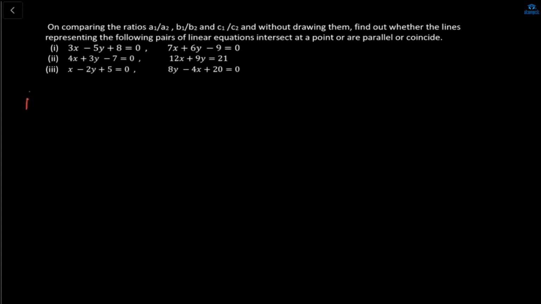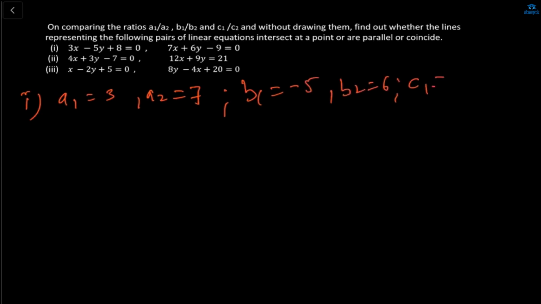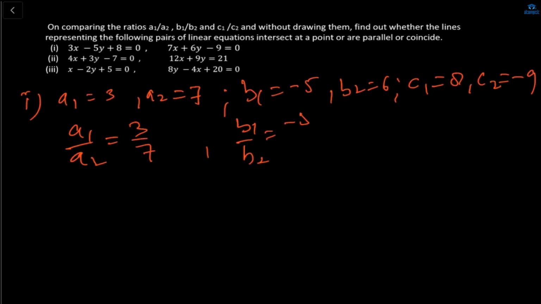For the first one, a1 is equal to 3 and a2 is equal to 7. b1 is equal to -5, b2 is equal to 6. c1 is equal to 8 and c2 is equal to -9. So a1 by a2 will be 3 by 7 and b1 by b2 will be -5 by 6. Here you can see that a1 by a2 is not equal to b1 by b2, so we don't need to go for c1 and c2.